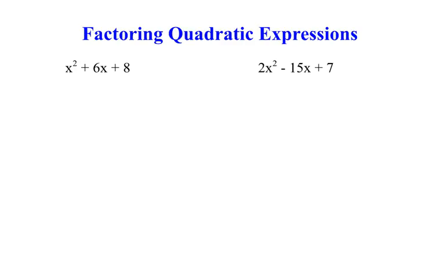Okay, so the next thing is factoring quadratic expressions. And the reason that I just showed you the FOIL method is because factoring is the opposite of the FOIL method. And we need to use the FOIL method to check our factoring. So let's take a look at the first example here. X squared plus 6x plus 8.